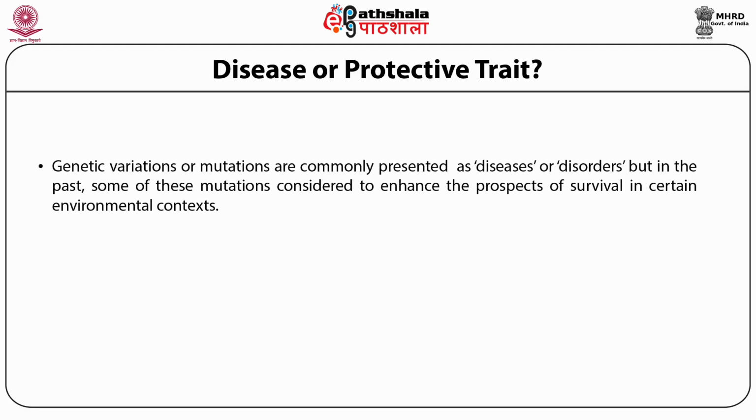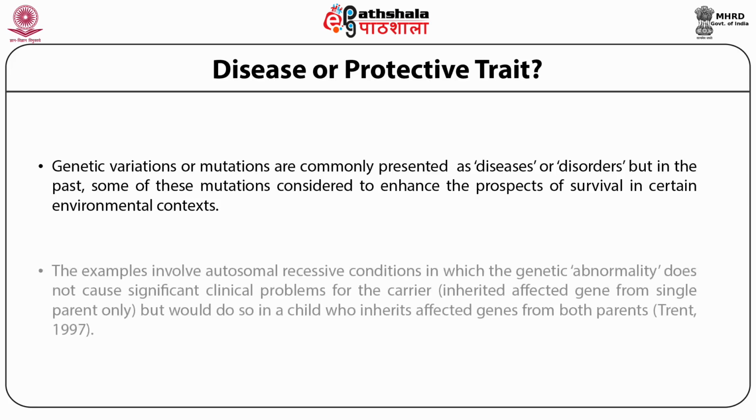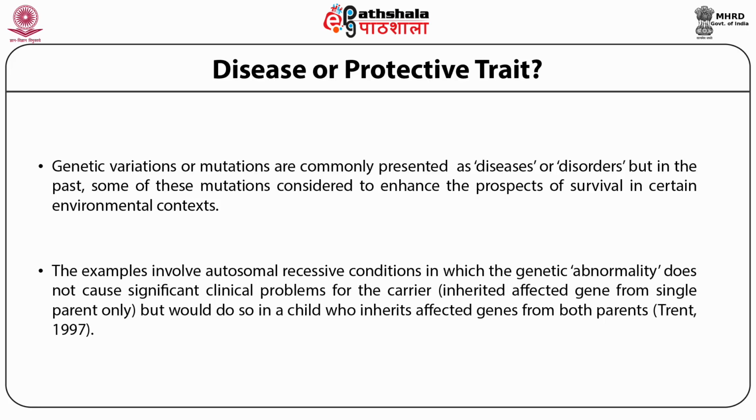Genetic variations or mutations are commonly presented as diseases or disorders, but in the past, some of these mutations were considered to enhance the prospects of survival in some environmental contexts. An example is where the genetic abnormality does not cause any disease condition for the carrier, that is, an inherited mutation from a single parent, involving autosomal recessive conditions, but would result in a disease condition if a child inherited affected genes from both parents, as reported by Trent in 1997.